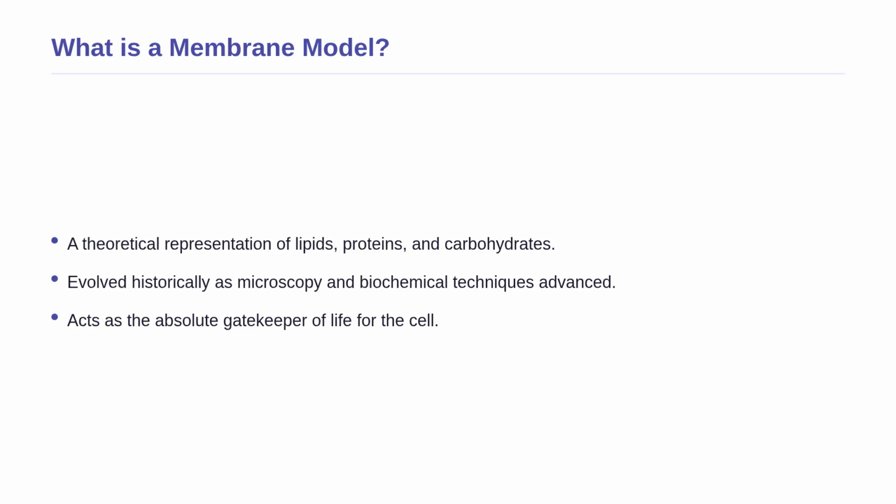Now that we know what the plasma membrane does, let us look at how we study it. A plasma membrane model is a theoretical representation that describes the structural arrangement of lipids, proteins, and carbohydrates forming the cell boundary. Historically, several models were proposed as microscopy and biochemical techniques advanced. We started with the primitive lipid bilayer model by Gorter and Grendel, moved to the flawed Davson-Danielli sandwich model, and finally arrived at the currently accepted fluid mosaic model.